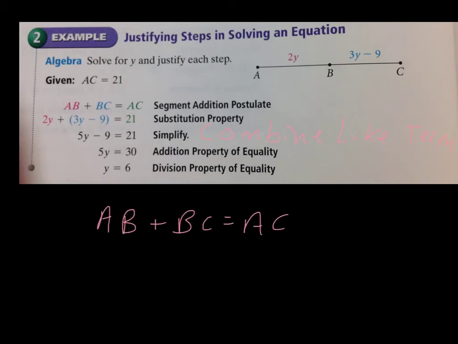Now, quick check number 2 asks us to substitute 6, our answer, back in and see if AC equals 21. Well, like I said, segment addition postulate says the 2 small segments add up to the big segment. So AB plus BC equals AC. AB was 2y, so when we substitute 6 in for y, that's 12. BC was 3y minus 9, so when we substitute 6 in there, we're going to get 9, and hopefully you agree that adds up to 21. So we checked our answer, it is correct.